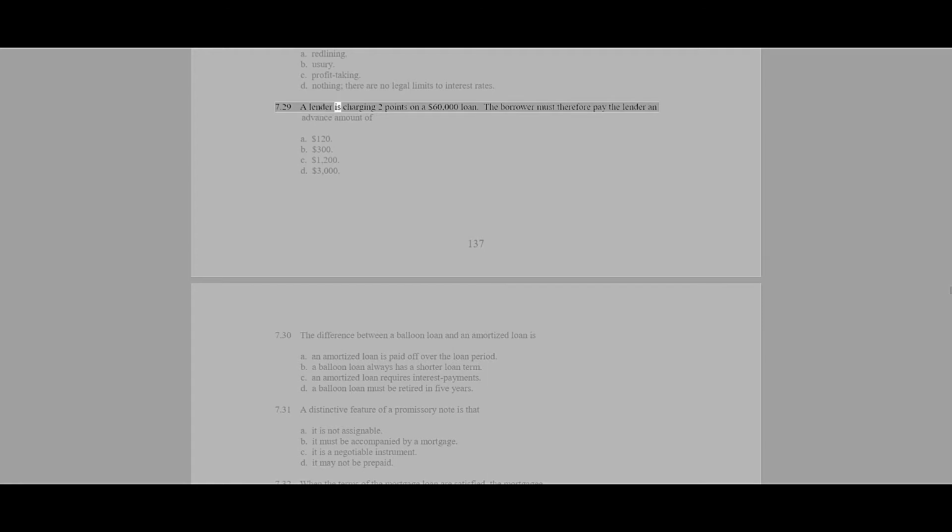7.29 A lender is charging 2 points on a $60,000 loan. The borrower must therefore pay the lender an advance amount of A. $120. B. $300. C. $1,200. D. $3,000.